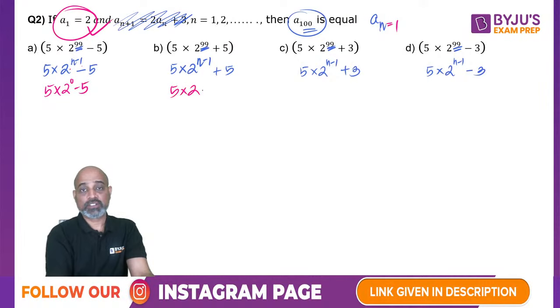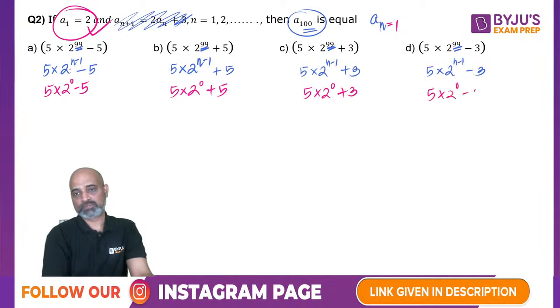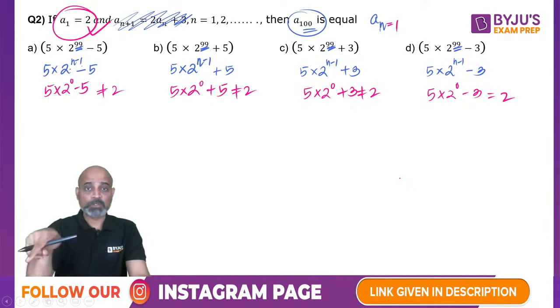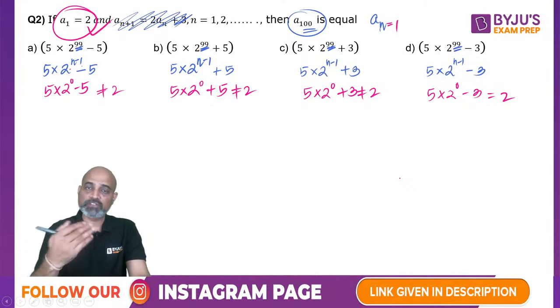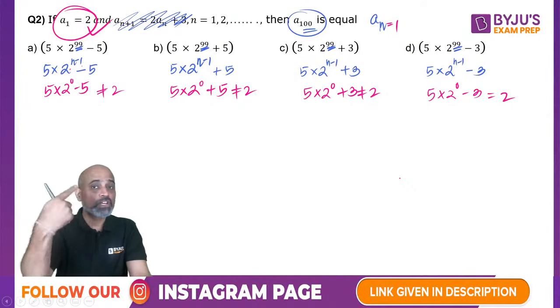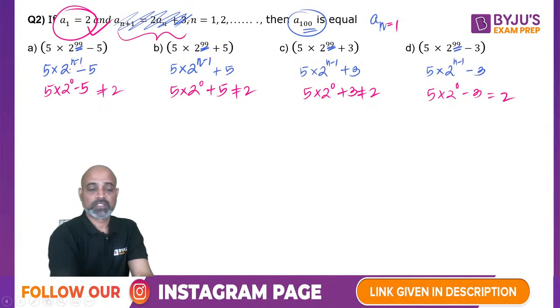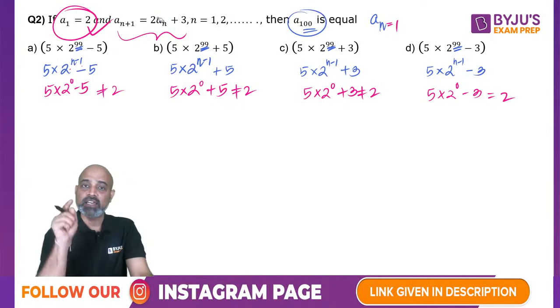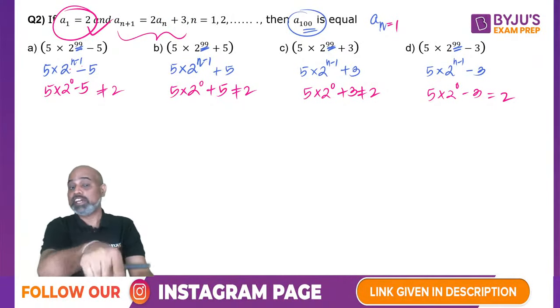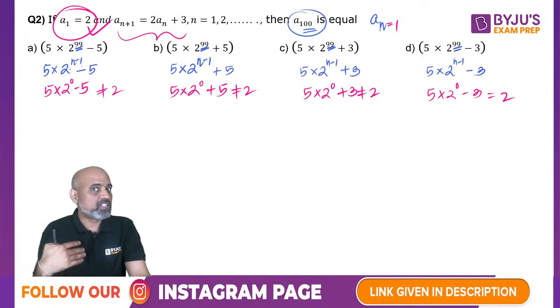The second option gives you this, the third option gives you this, and the fourth option gives you this. If you try to figure out which of these is 2, you will realize only the fourth option is 2. Suppose the options were such that 2 or 3 options were giving us 2. Then what will we do? We will figure out the next term using the generator. Okay, then we use it to figure out the next term. And for n equal to 2, it should still satisfy, because this is like a property, like a formula for this question.